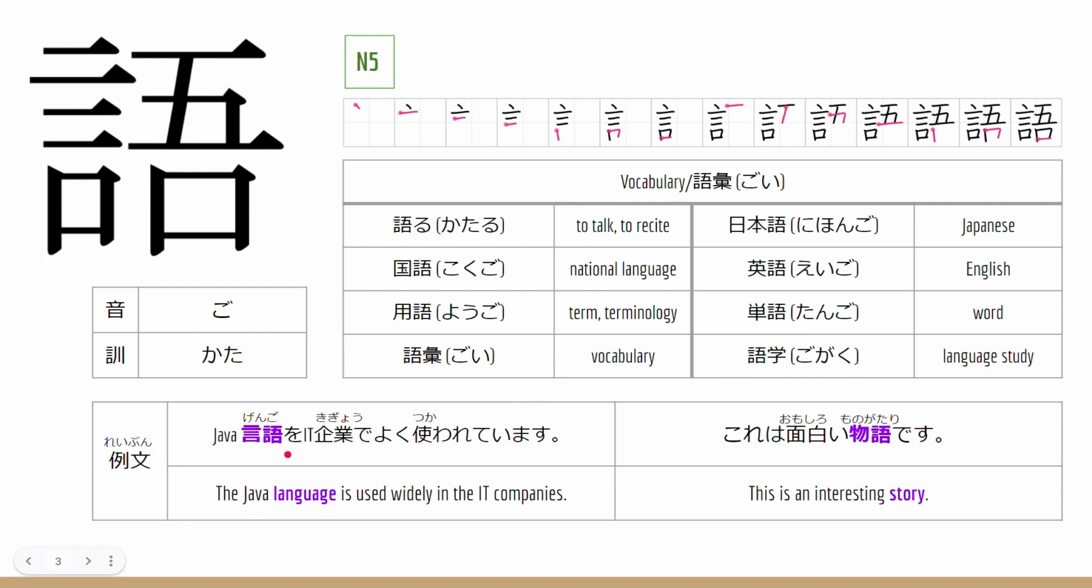Java言語をIT企業でよく使われています。The Java language is used widely in the IT companies. これは面白い物語です。This means this is an interesting story.